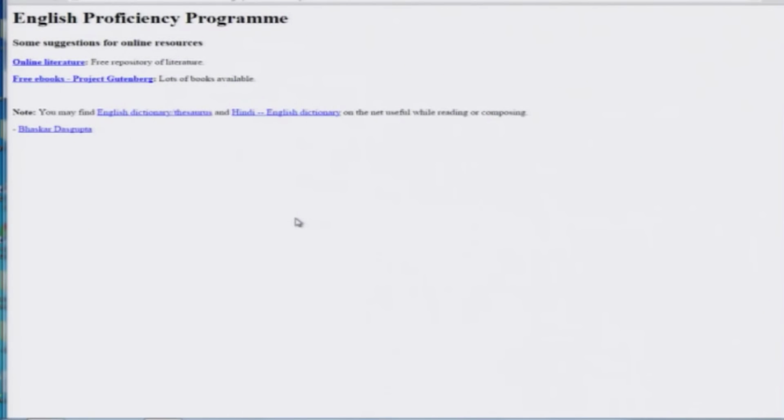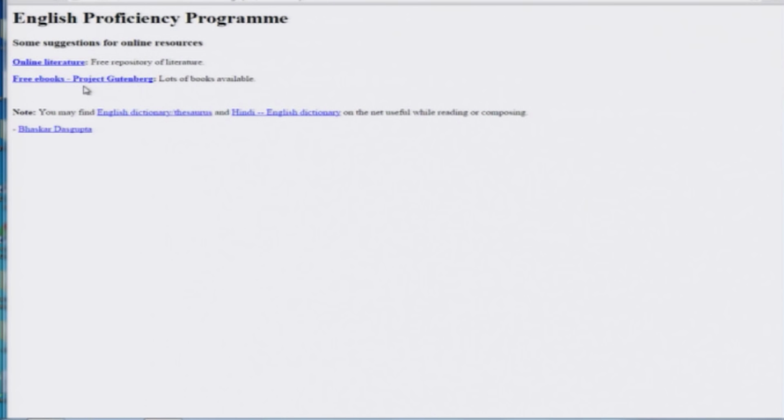There are a large number of books available online free. These are two such sites which I have listed here, though there are other sites also. These two I have particularly found very useful. One is Online Literature and the other is Project Gutenberg.